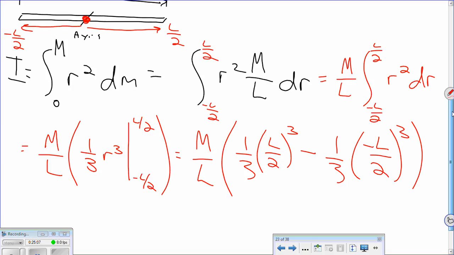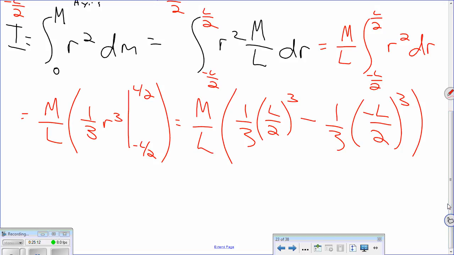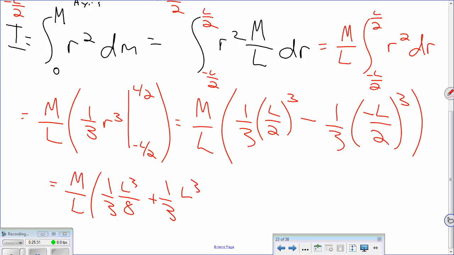Follow? All right, so what happens when you cube a negative? You get a negative. So I'm going to get minus a negative, which is going to be plus, right? So I'm going to have m over L times 1/3 of L cubed over 8, since 2 cubed is 8, plus 1/3 of L cubed over 8. Cool? So 1/3 of something plus 1/3 of something is 2/3 of something. So I've got 2/3 of L cubed over 8.